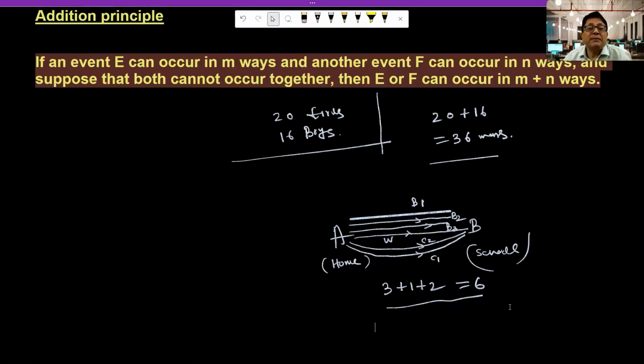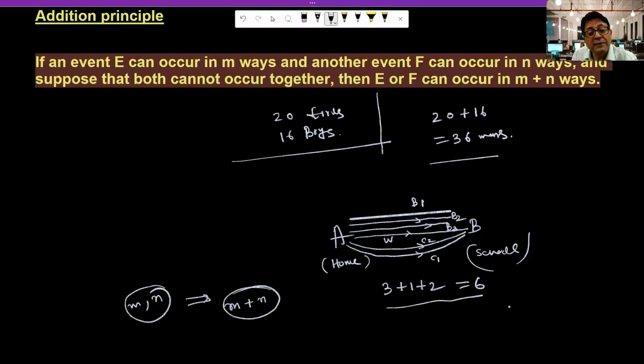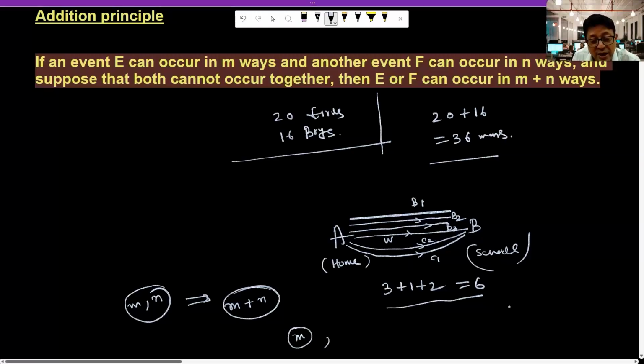So instead of event, we can consider process. Let the number of ways a process can be done be m, another process in n ways, then either the first or the second. Both will not occur simultaneously. When you go by walking, you cannot go by bus. So it can be done in m plus n ways. We can extend this to 3 cases also. Suppose an event can occur in m ways, another event in n ways, and the third one in p ways.